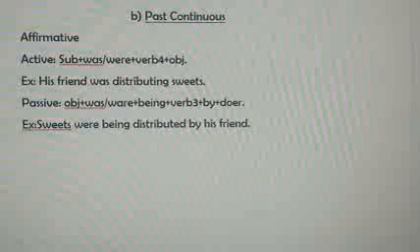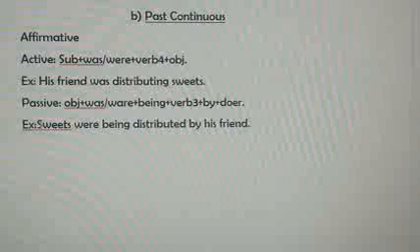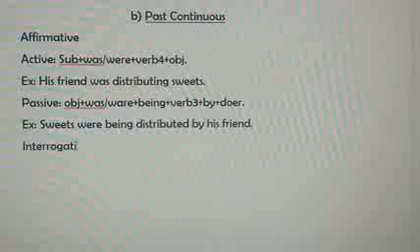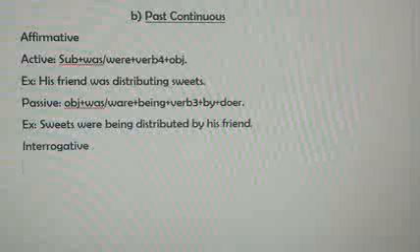Sweets were being distributed by his friend. Okay, now my dear children, over here we can see that the sweets is plural. That's why the auxiliary verb is also were, meaning plural, used over here. Okay, now in the interrogative group, let me write the structure.